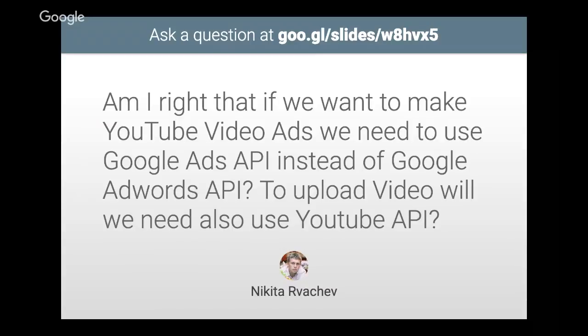Okay, the first one: am I right that if we want to make YouTube video ads, we need to use the Google Ads API instead of the AdWords API? To upload video, will we also need to use the YouTube API? If you want to make YouTube video ads, the Google Ads API and the AdWords API don't necessarily have support for YouTube video ads. I know that's something a lot of people have asked for. Just like the AdWords API doesn't support video ads out of the box, we don't necessarily have support for video ads in the Google Ads API either.